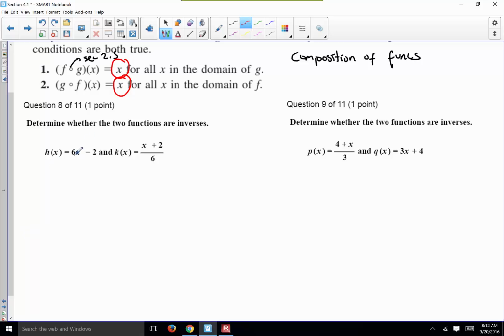Alright, first one. Somebody is claiming these two functions are inverse of each other. I'm not buying it. I have to test it. Are they inverse of each other?